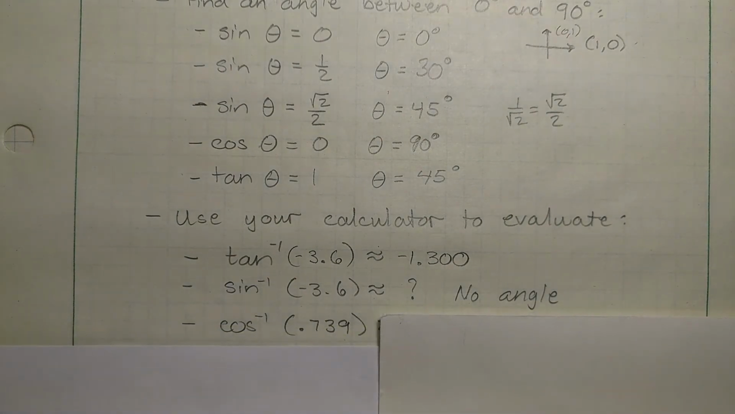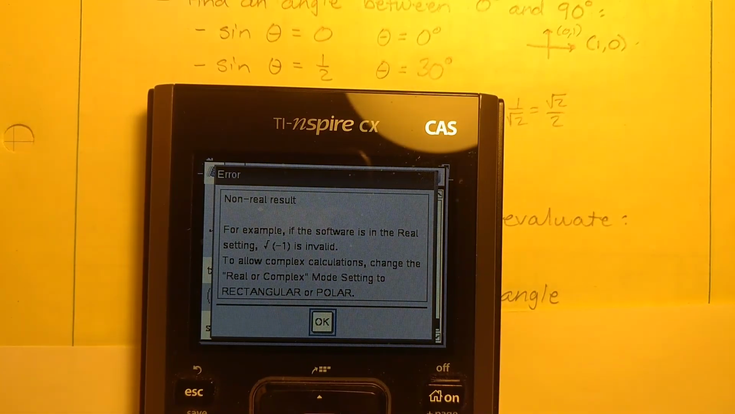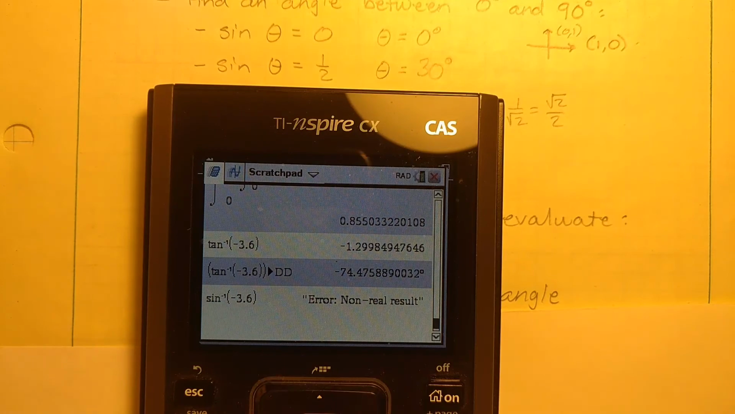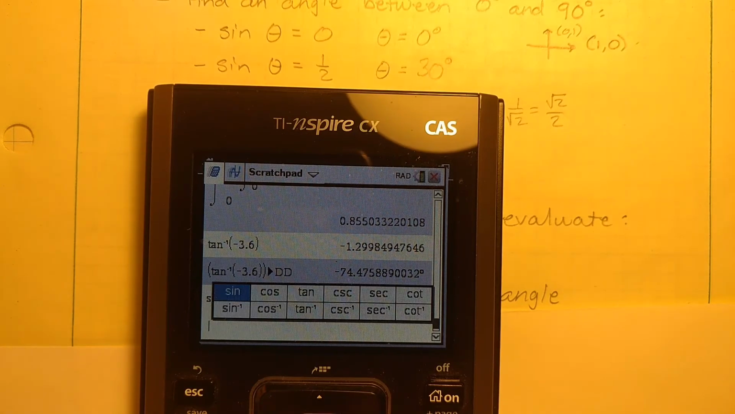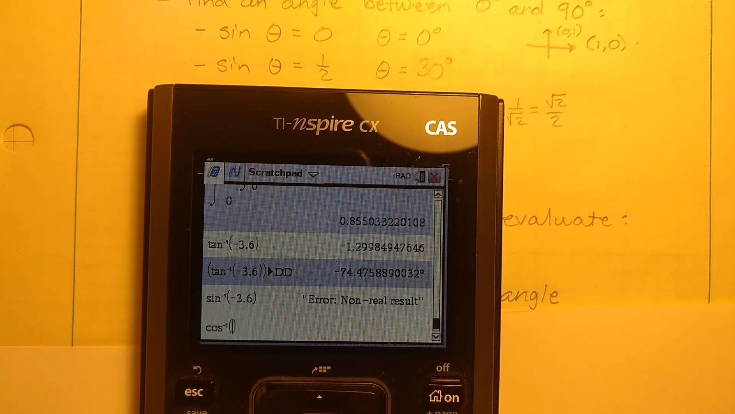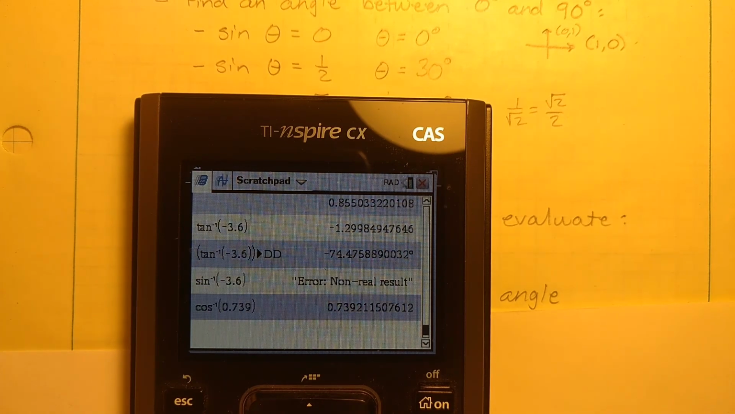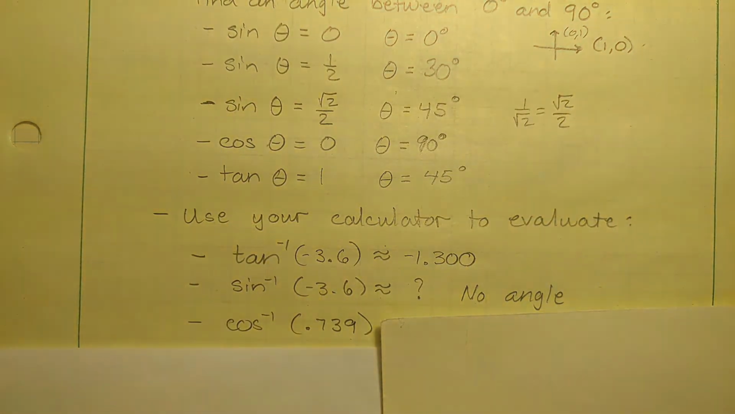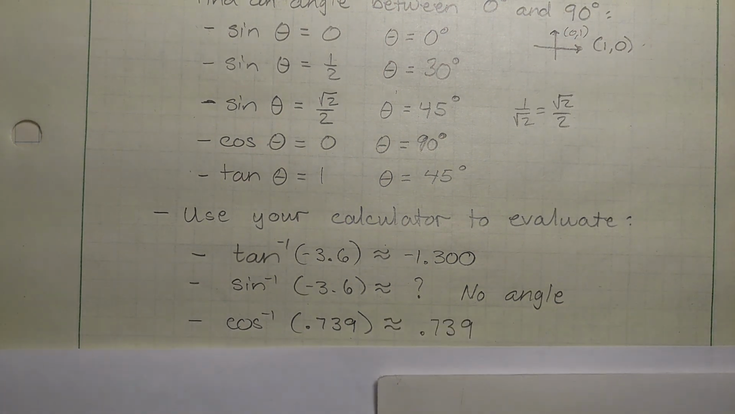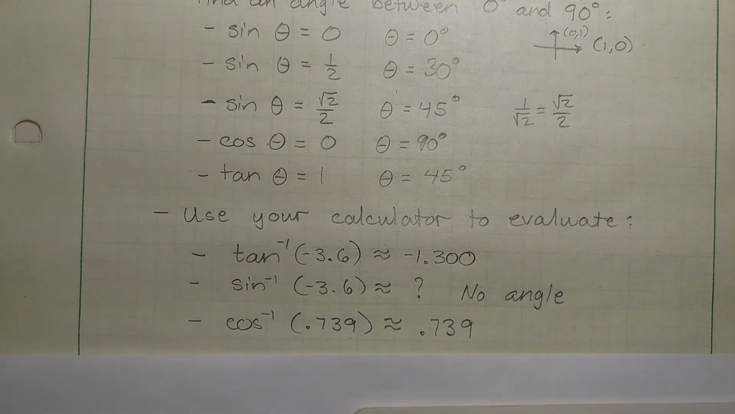All right, let's take a look at the inverse cosine of 0.739. So going back to the calculator, I'll hit OK there, and no, there's nothing to that. But I will go back here and go inverse cosine, and my value is 0.739. Enter it, and I get my answer of 0.739. Interestingly enough, in that case, the angle is actually the same as the ratio. Rather unique situation going on right there.